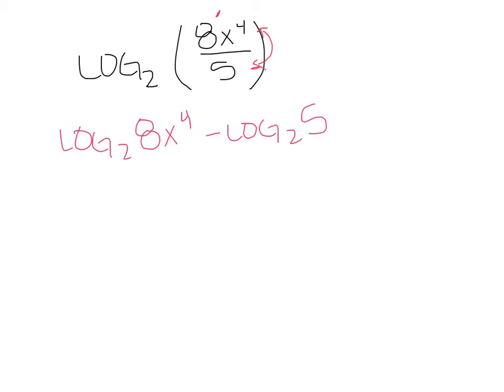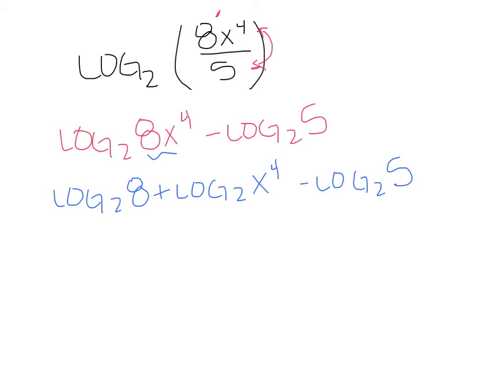Now let's look at our arguments. 8x to the 4th, that can be split apart further. So we could say that this is the log base 2 of 8 plus the log base 2 of x to the 4th. And then it would just say minus the log base 2 of 5.